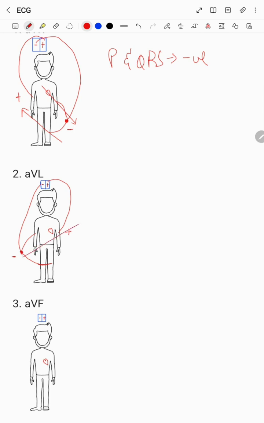This is negative, this is positive. This is the direction of current and this is the direction of impulse. Both make an angle of 90 degrees and hence there will be no deflection. So P and QRS are not seen or say seen as 0.